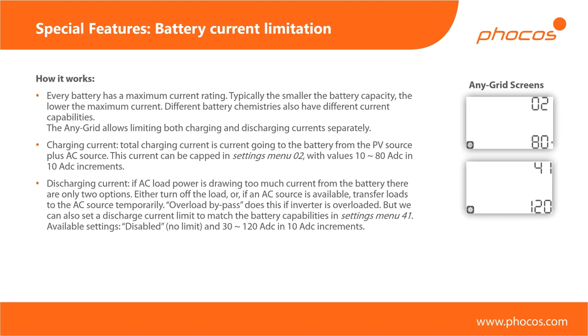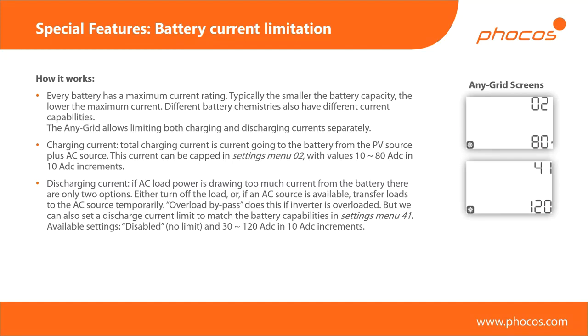Now, regardless of whether you've set a priority to charge from PV or from grid or from both, this is like a total cap. It will add together your charging from PV and from AC if activated, and then it will simply cap anything higher than, for example, 40 amps, to make sure that your battery is not receiving too much charging current.